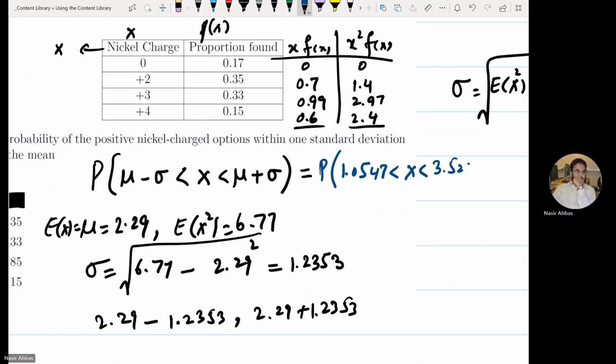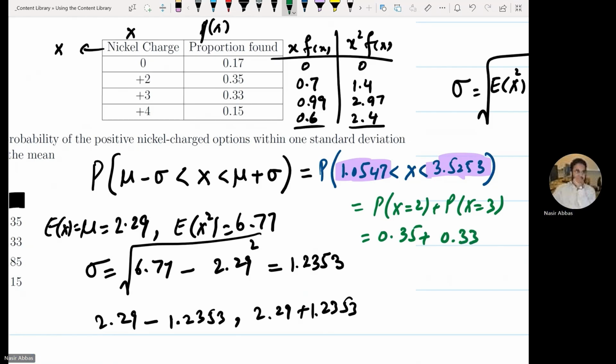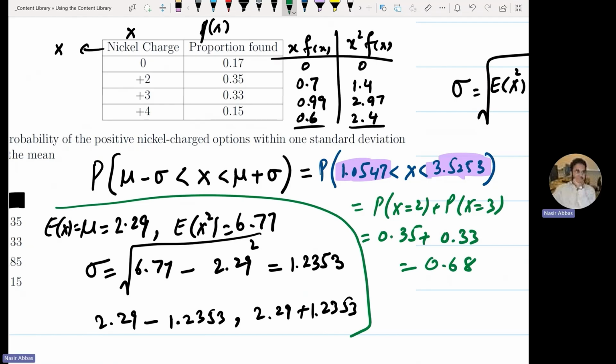Now, look at the table. What are the values of x which are between these two, but not including these two? At the end, the question was easy. You just had to add 2 and 3, this and this: 0.35 plus 0.33, which is 0.68. But to reach a point where you know what is required, you had to do a lot of calculations.